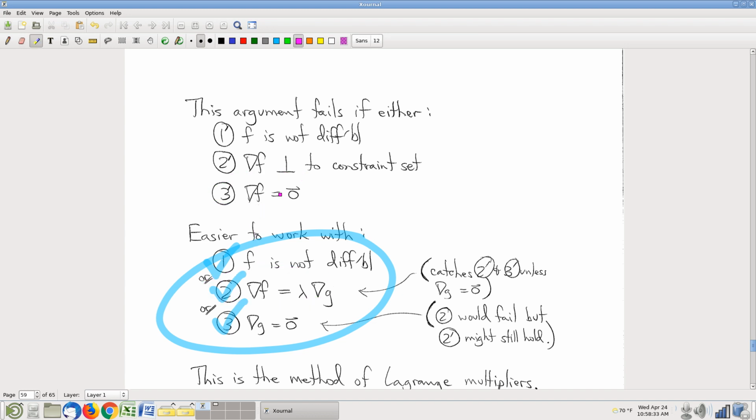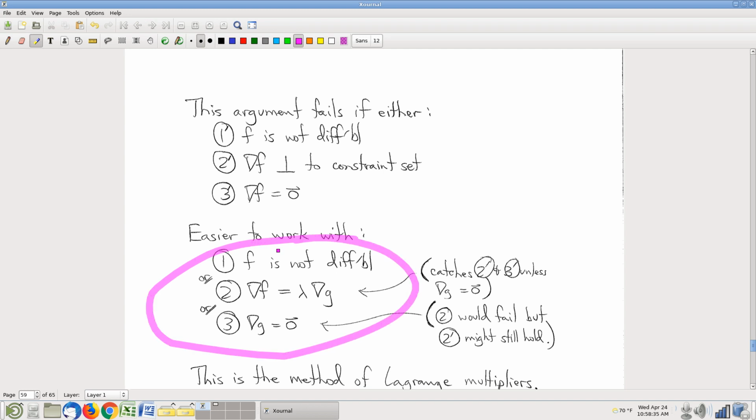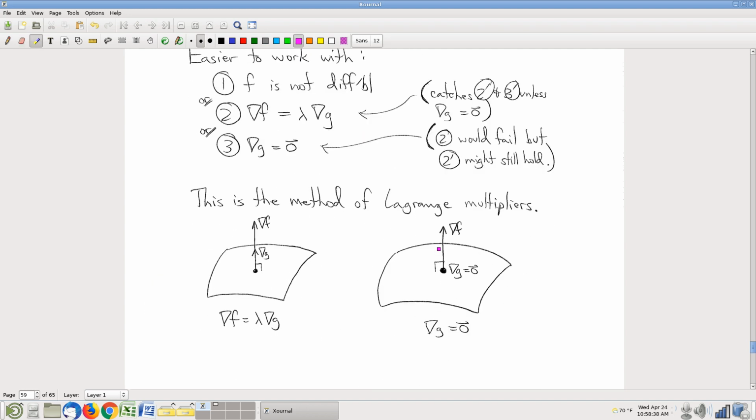Okay, anyway, long story, but this is what we're going to be working with, and this is kind of the picture here: if that objective gradient and the constraint gradient are pointing in the same direction, then no matter which way I go on the surface, the function's not increasing. And most of the critical points that you're going to find come from this case. Okay, all right, so let's see an example.